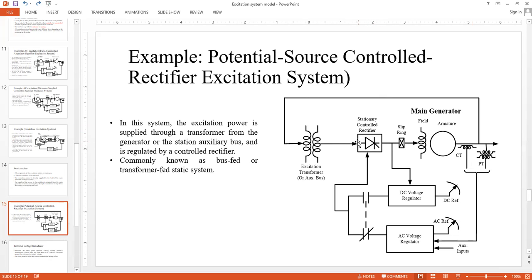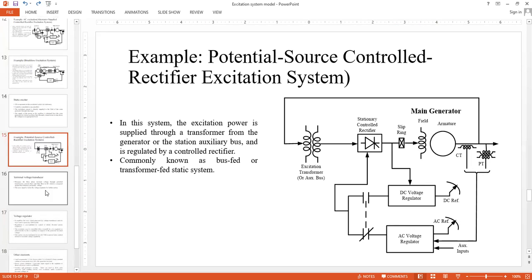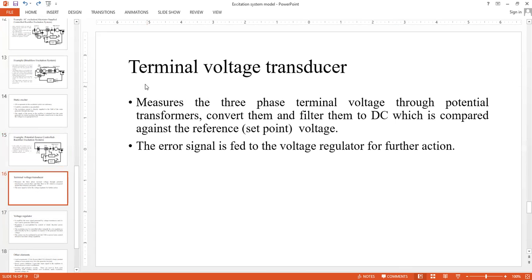So this is the input. This is the rectification and controlling. The controlling will come, of course, either from the DC voltage regulator or the AC voltage regulator. This is the power input to this DC voltage regulator. And then you have the slip ring, which brings the DC voltage to the field circuit. And that is the control.